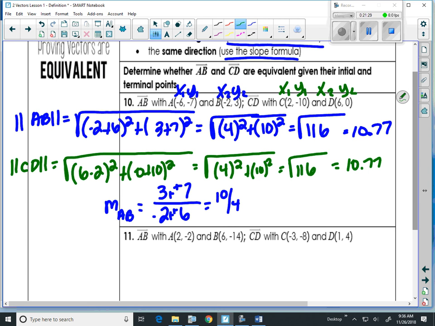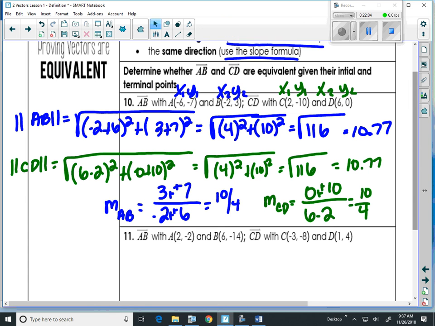Do you need to reduce it? Not for this purpose. Okay, you could if you wanted to. All right, then we find the slope of CD. So do our y's on top, 0 minus a negative 10. That becomes positive. And then our x is 6 minus 2. So it'd be 10 over 4. Okay, do they have the same magnitude? Yes. Do they have the same slopes? Yes. Okay, that means they are equivalent. So number 10 is equivalent.